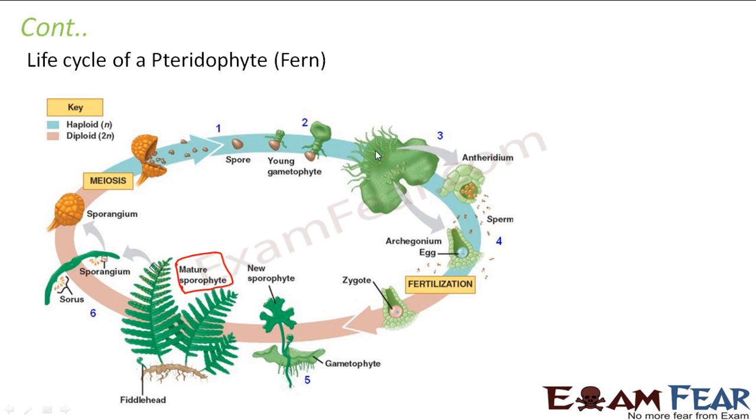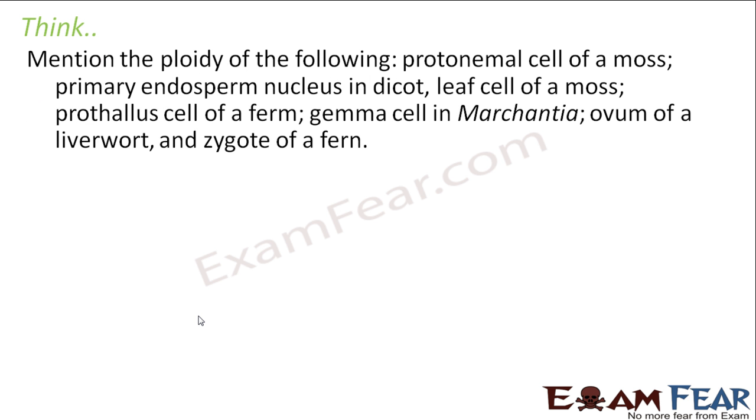This gametophyte then will have the male and the female gametophytes, which will form the male and the female sex cells. They will fuse together to form a zygote. Then the zygote will grow into a new sporophyte, and that will again in turn form the mature sporophyte. So this is the life cycle of a pteridophyte. Okay. Let's look at the next one.